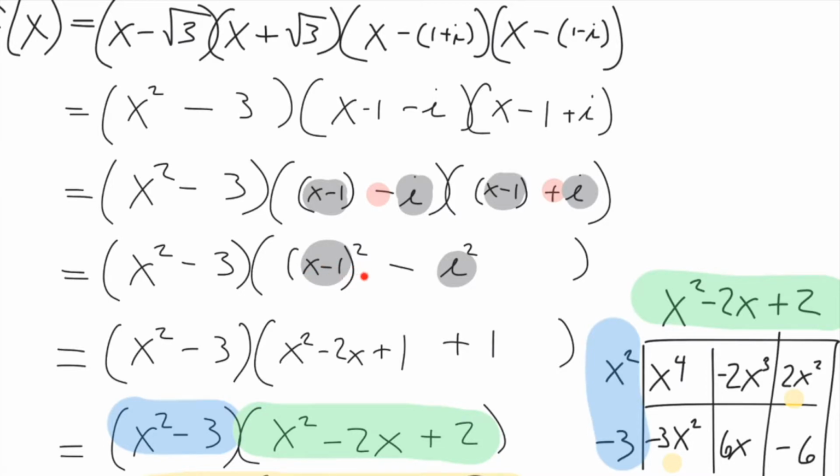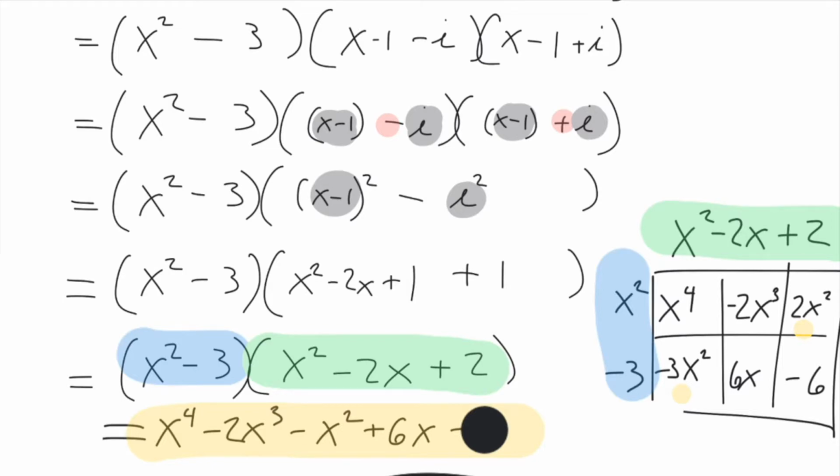You have to FOIL this out. You get x squared minus 2x plus positive 1. And then you can even combine the 1s to get 2. So we have x squared minus 2x plus 2, all times x squared minus 3.